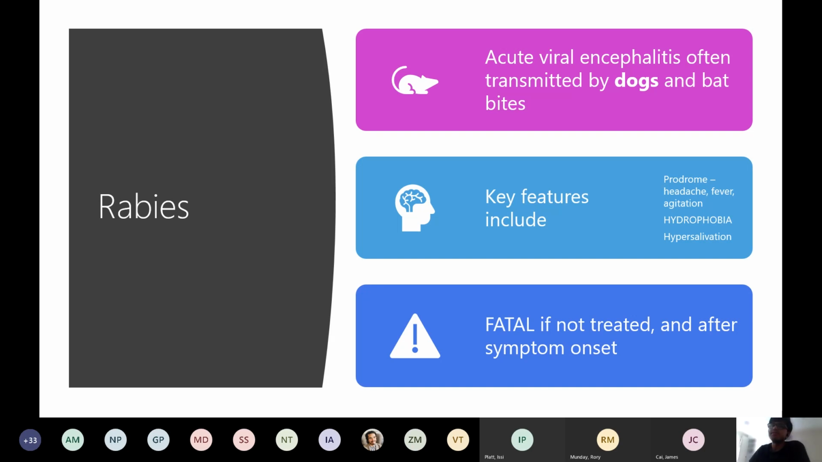What are the key features of rabies? There's three main things you need to know about rabies. Hypersalivation, hydrophobia. Yeah, those are the two big symptoms. And there's one other group of symptoms that you also need to think about.